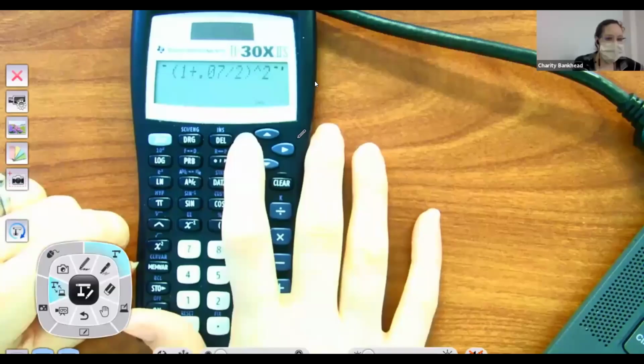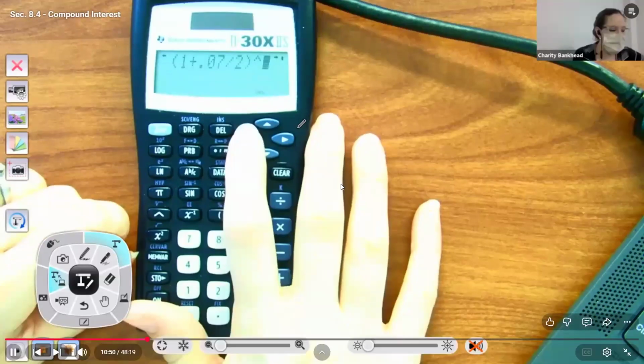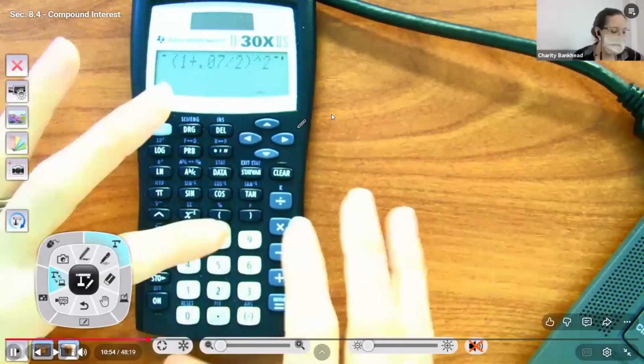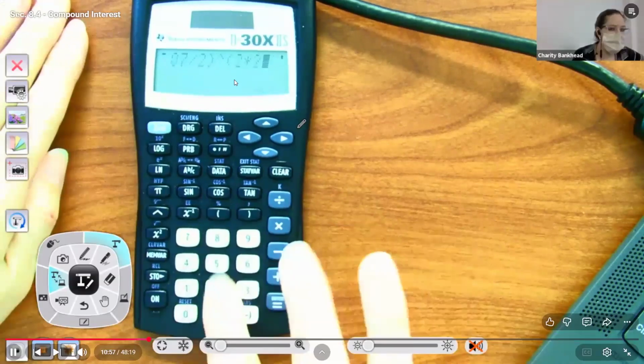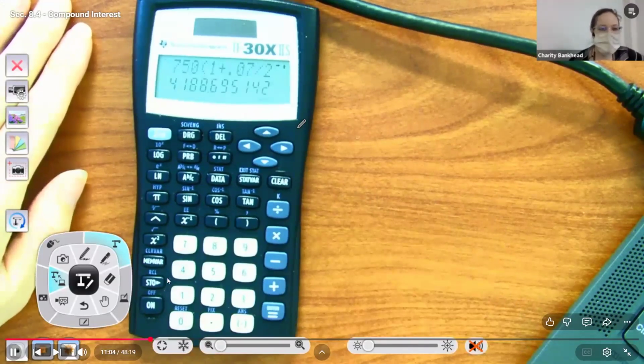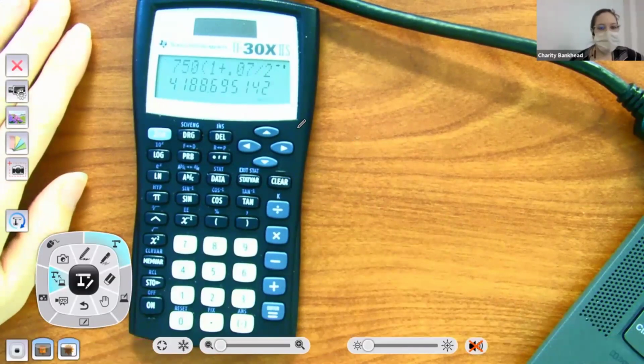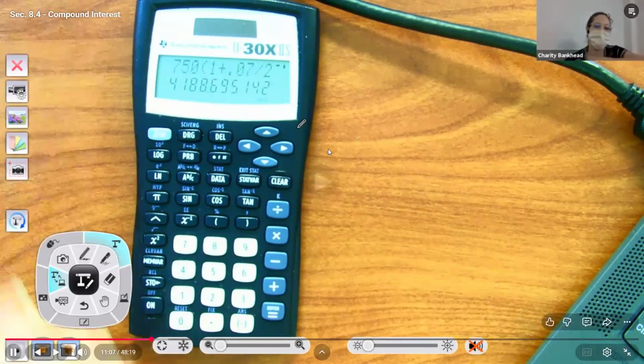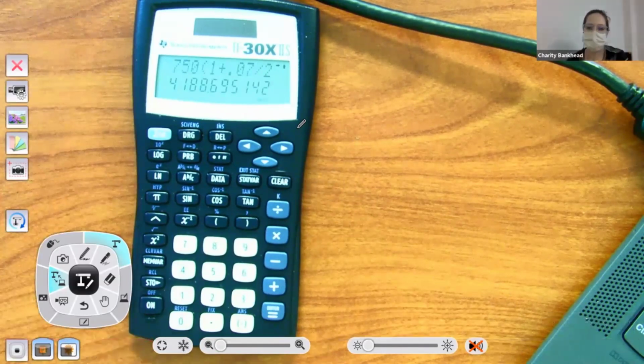Okay, sorry about that. So this is what will happen if you don't put parentheses around your exponent. Oh, just kidding. This is with parentheses around the exponent. So yes, you have to put parentheses around the exponent, because if you don't, then it's only going to raise it to the power of 2 and then multiply the whole thing by 25. So, all right, this gives us $4,188.70, which is a lot. That's the total amount that you would owe after those 25 years.